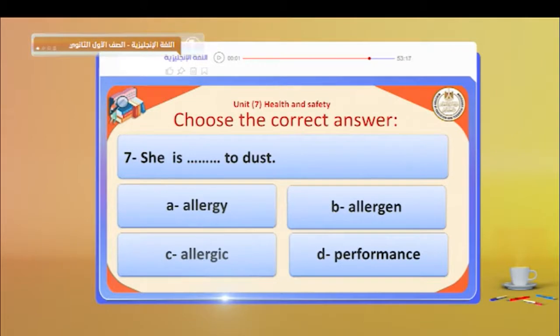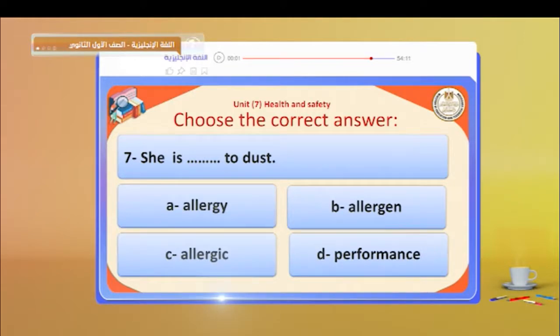Question number 7. She is to dust. We want to say that she has sensitivity against the dust. When she is exposed to dust, she becomes ill. For example, she can't breathe. So she is allergy, allergen, allergic, performance. Of course, the word allergy is the disease itself.